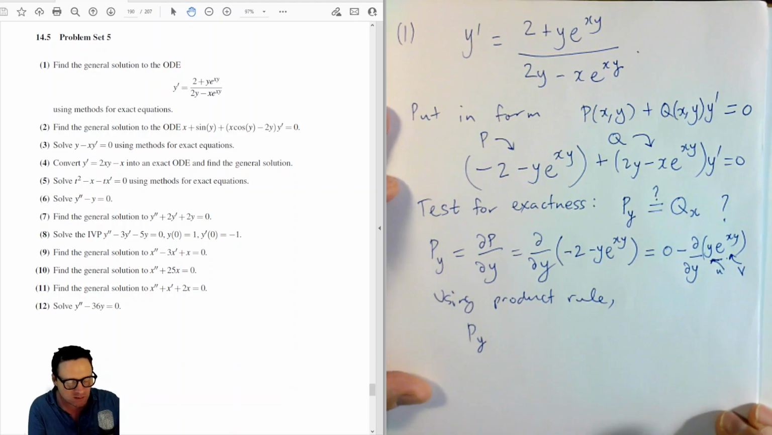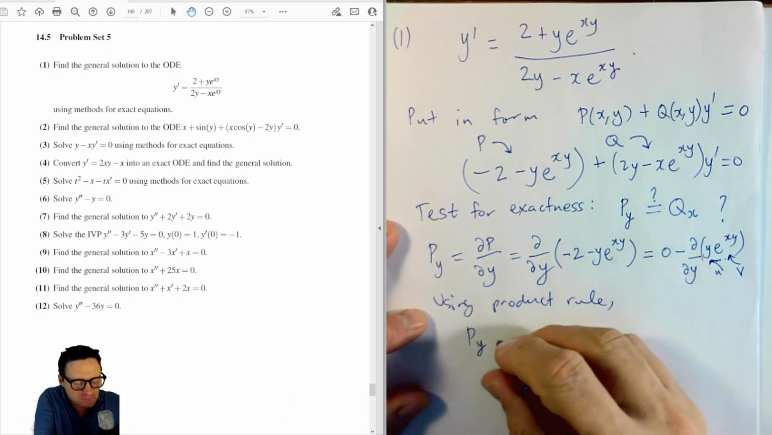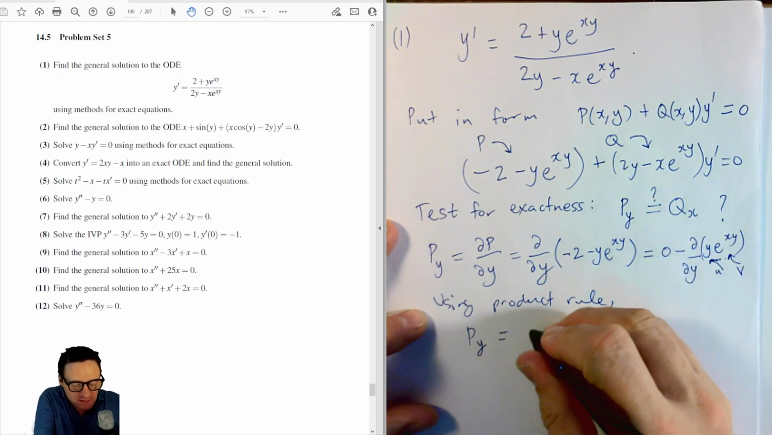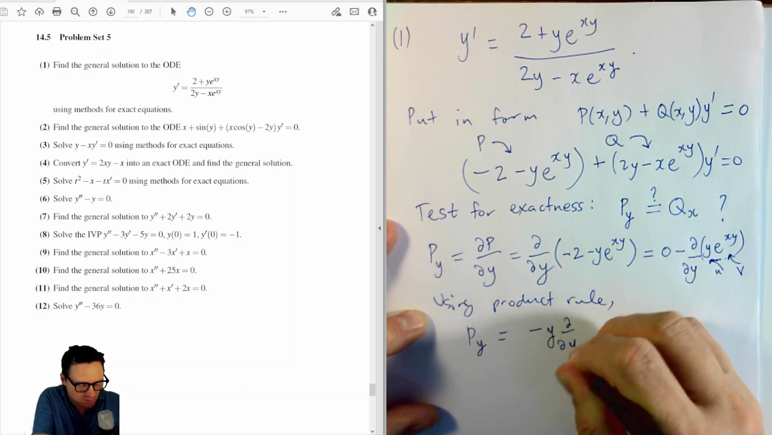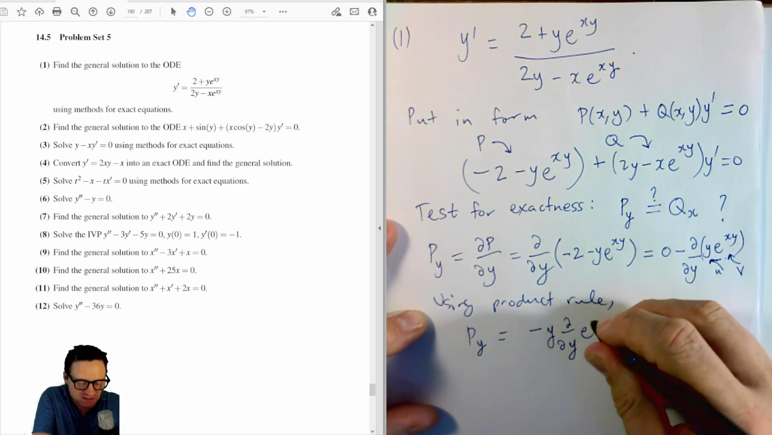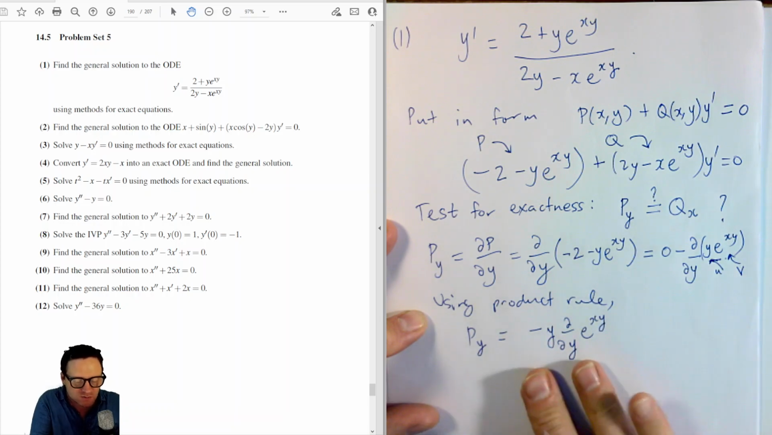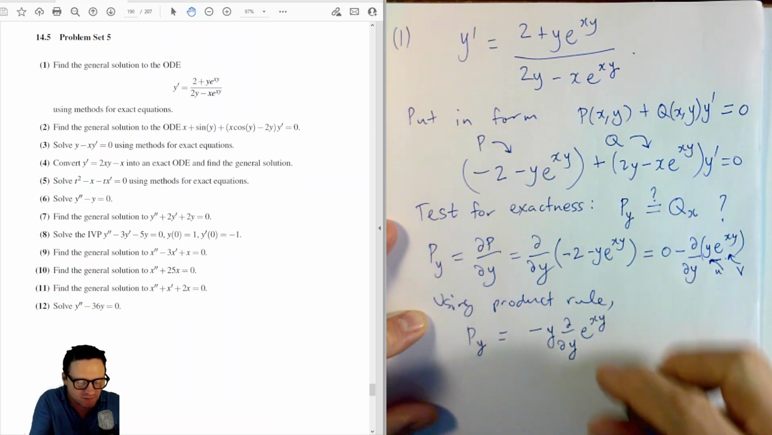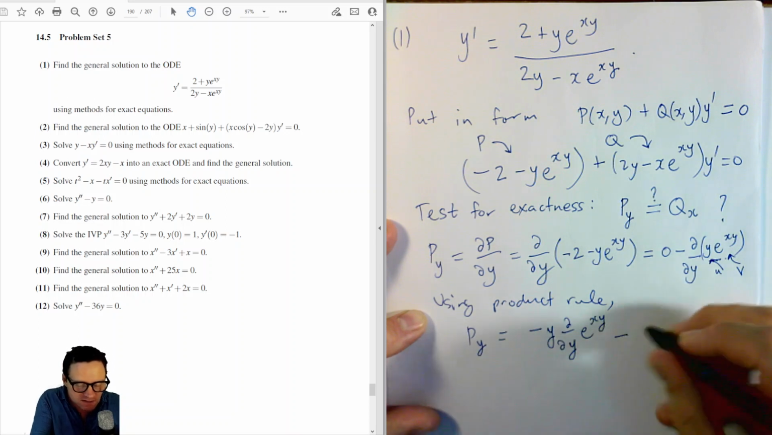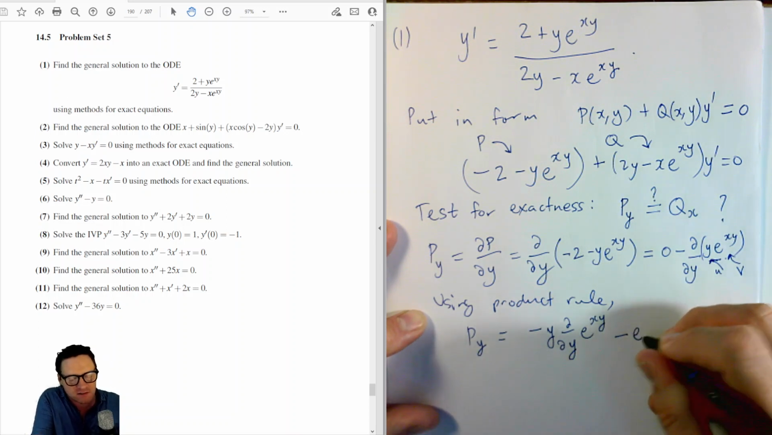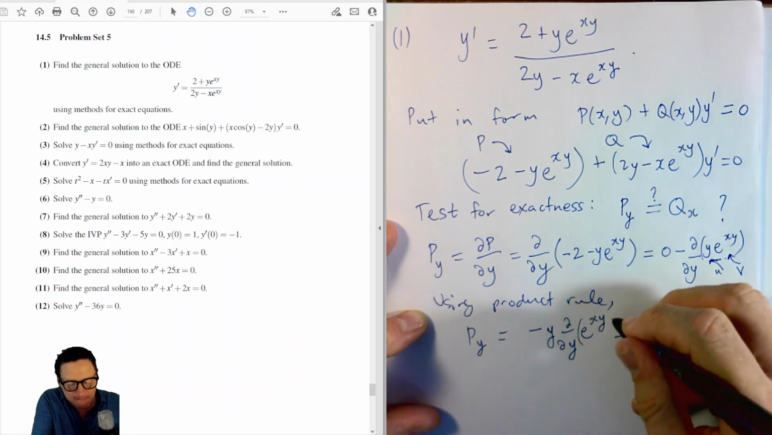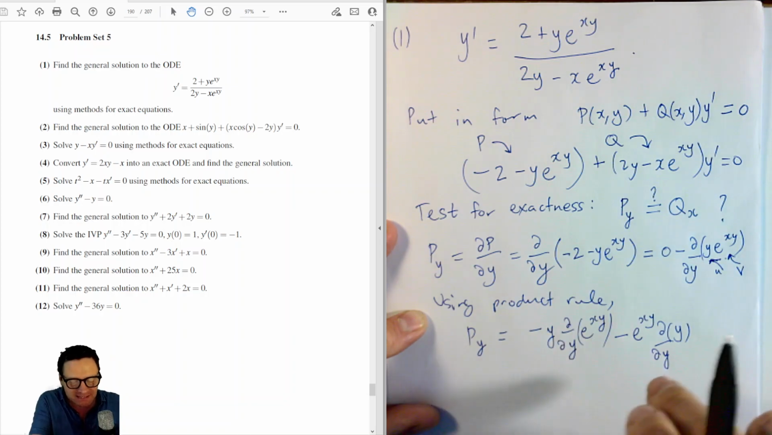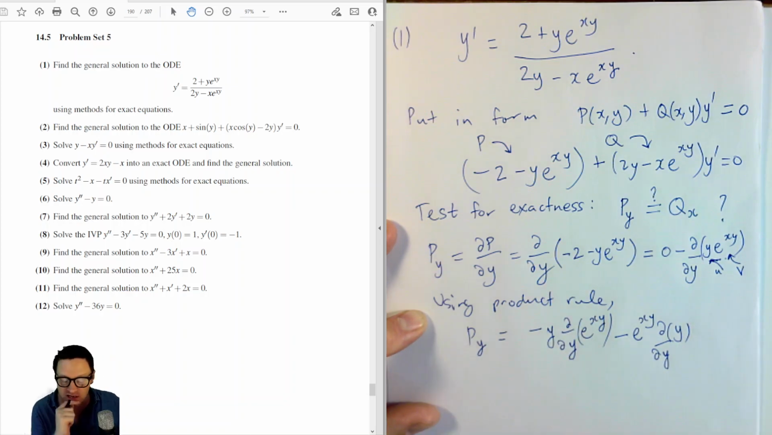p_y is equal to, so we pull one out, so we have minus y times the partial derivative with respect to y of e^(xy), and then we swap those around, but the minus comes along for the ride. Okay, and so now the e^(xy) should go in front, times the partial derivative of y with respect to y.